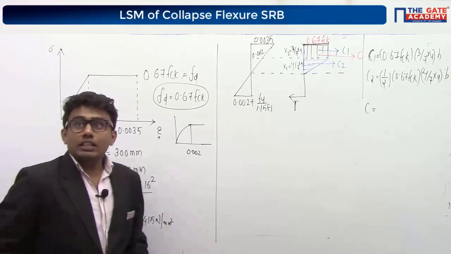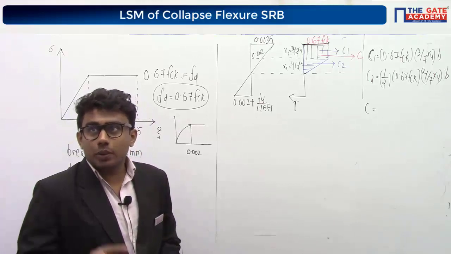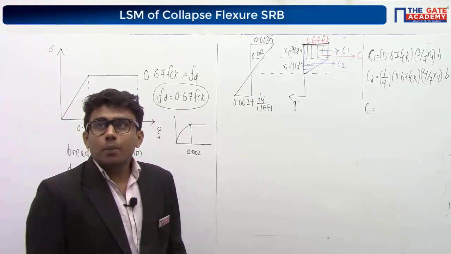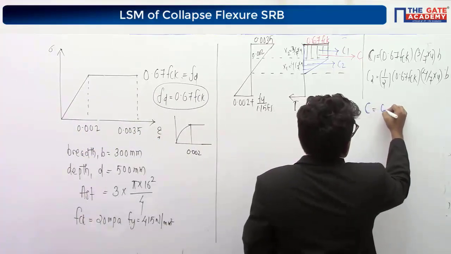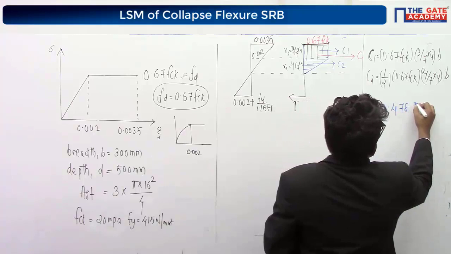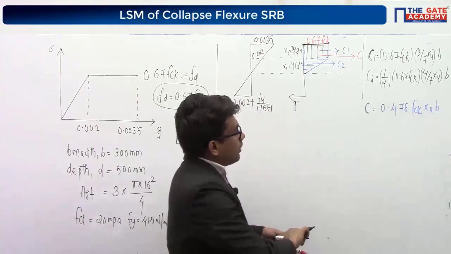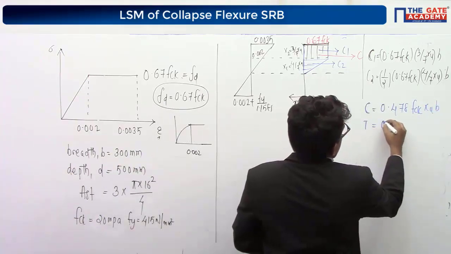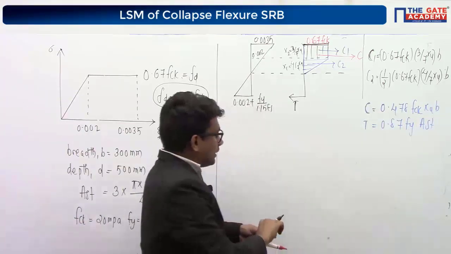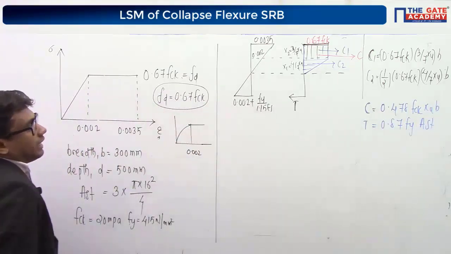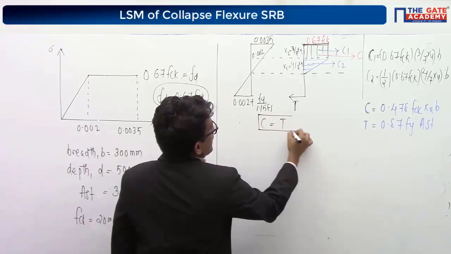Yes, I'm going with 0.478 fck xu into B, as most of you are giving me. So C, the total compressive force, will be equal to 0.478 fck xu into B. Tensile force, we already know, will be equal to 0.87 Fy into Ast. If I equate them both, I will be getting the xu value. That is, C is equal to T. I will be using the equilibrium condition.